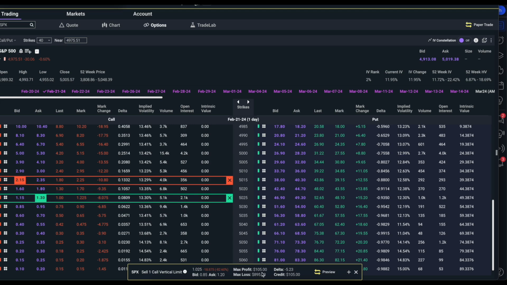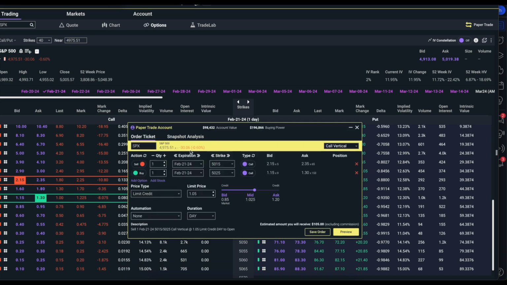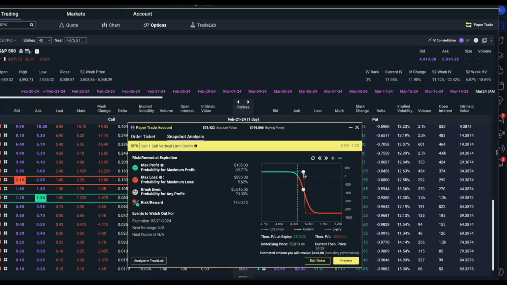Our max profit is the premium collected, $105. Our max loss is going to be $809. Now, we can make this even better by customizing it. We want to make sure our strikes match up, our number of contracts match up, and we want to look at our snapshot analysis. And you can see that the price of the underlying security, which is the SPX, is right here on this dotted line. You can see that we're already winning this trade just by putting it on, and that's why we have an 89% probability for maximum profit to get that full $105. Now on the flip side, there's a 5.62% chance that we might lose up to $895.